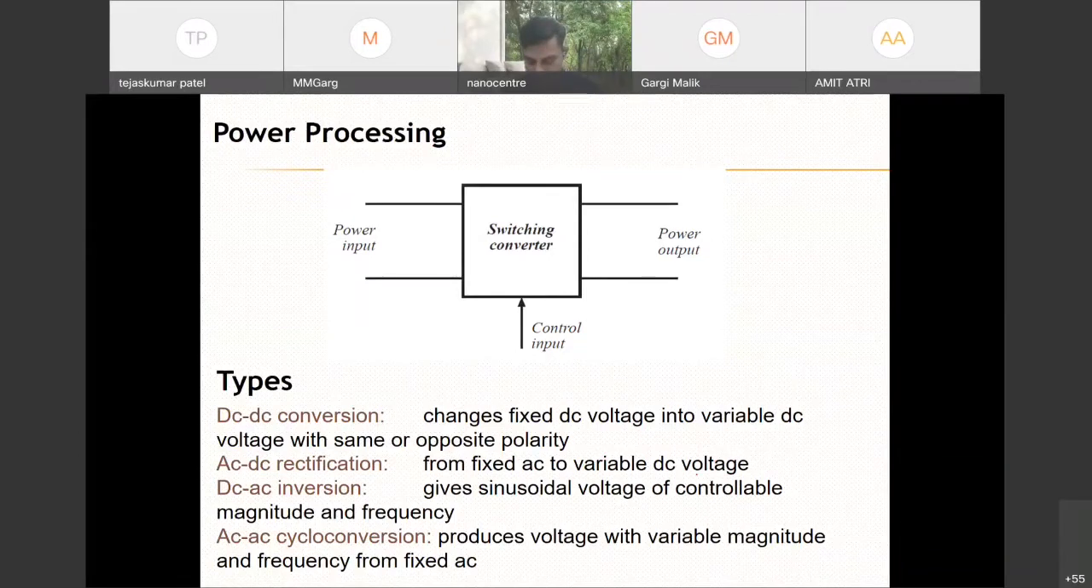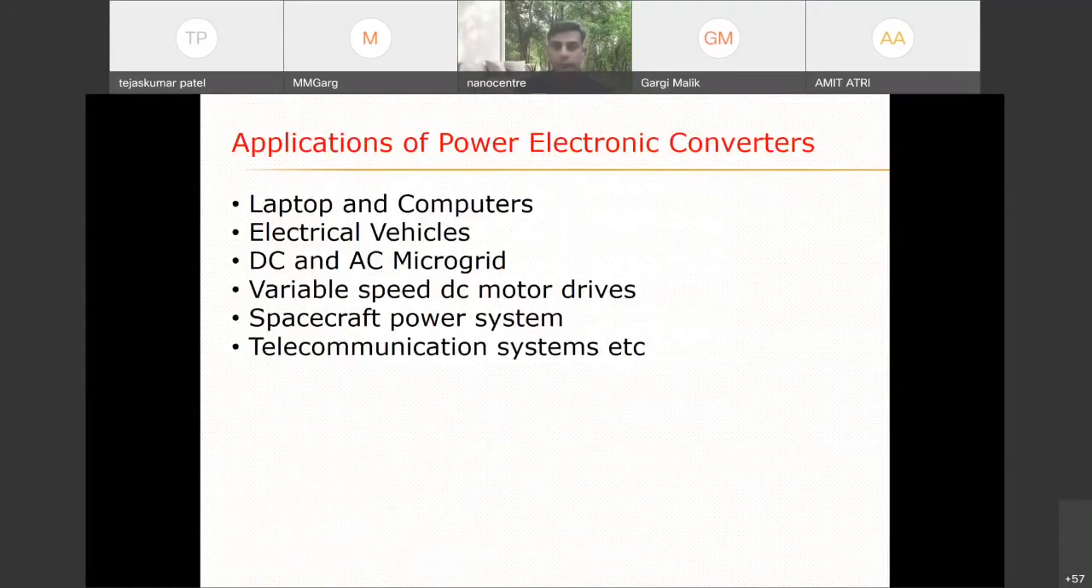So let's say if we have a fixed DC voltage and we want to get a variable DC, then we need DC to DC conversion. For that, DC to DC converters are used, right? Then if we have AC power and we need DC output, then we need AC to DC, which is basically rectifiers. If we have fixed DC but our loads are AC in nature, then we need DC to AC conversion, and that is basically inverters.